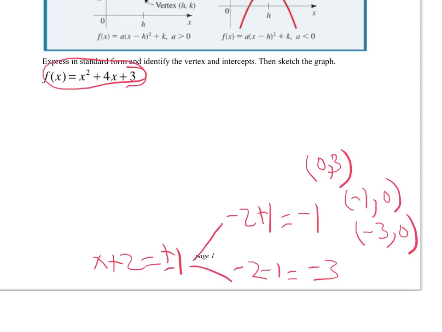So I'll leave it to you to sketch the graph. You have the vertex right here, you have the y-intercept, and you have two x-intercepts. So you should be able to sketch the graph with that.